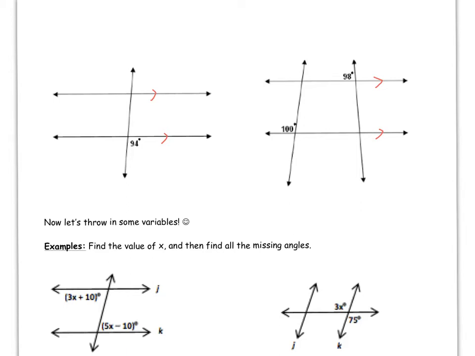So hopefully everybody's okay now with when I have one transversal with parallel lines. I can just kind of go up the zigzag pattern. That's 94. Sorry, the stylus is awful. I lost my good one. This is 94, and this is 94. So to find my other angles, I just have to take 180 minus 94, and I get 86. So that's 86, that's 86, that's 86, and that's 86.